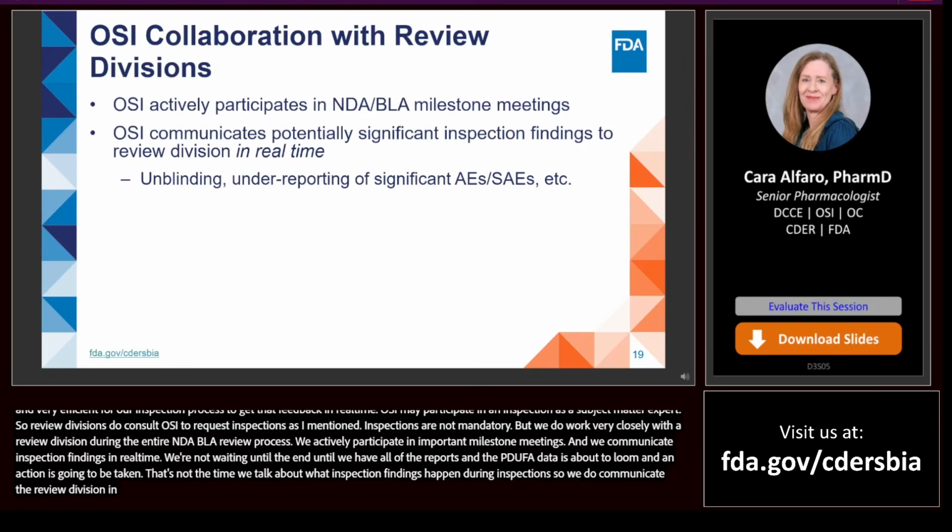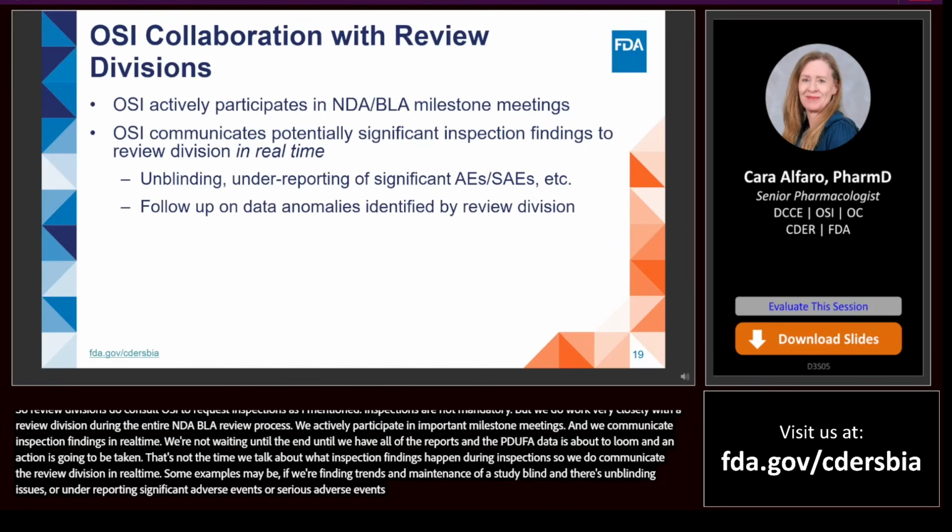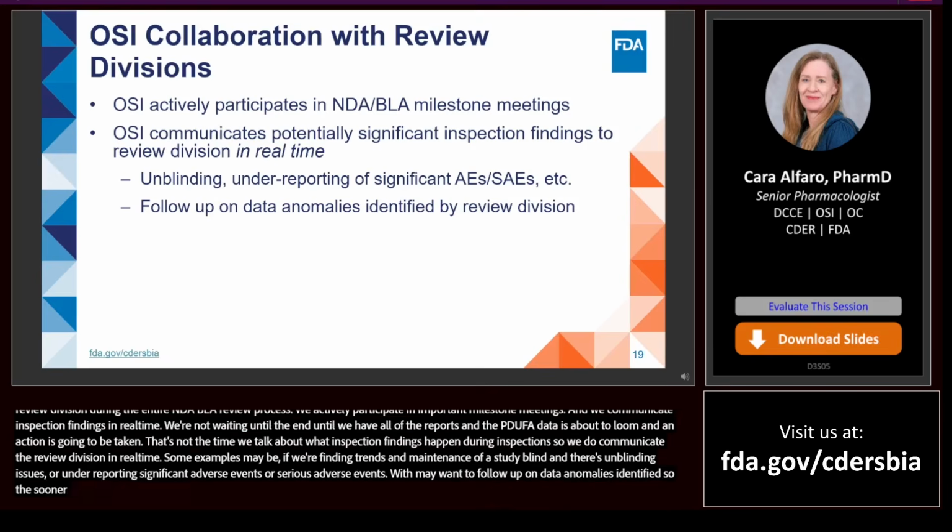Some examples might be if we're finding trends in maintenance of a study blind, if there are unblinding issues, or if there is underreporting of significant adverse events or serious adverse events. We may want to follow up on data anomalies that were identified by the review division. So again, the sooner we get that information to them, the better, as it impacts statistical analyses, which are ongoing during the entire review cycle. So the sooner we can communicate any issues with them, the better.